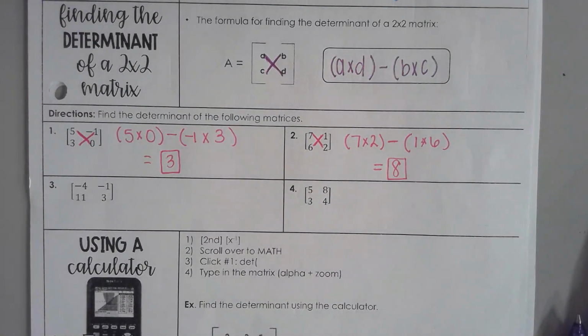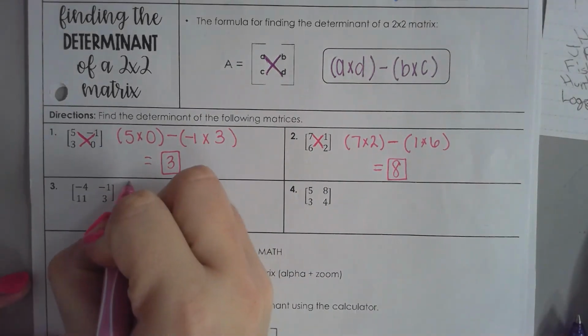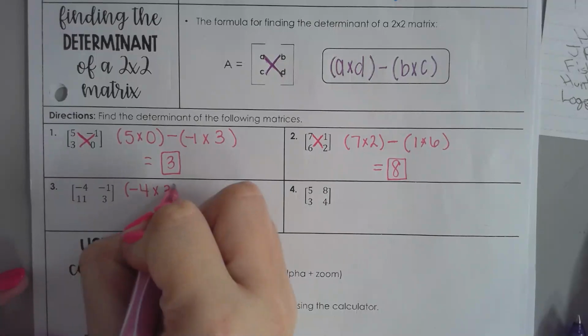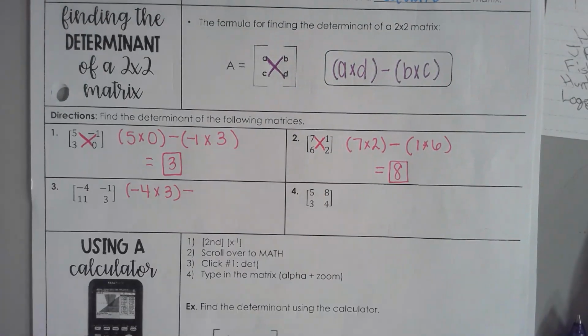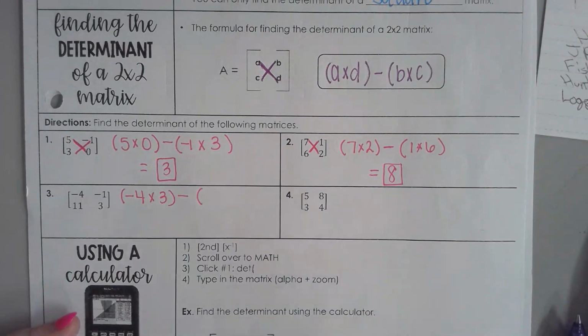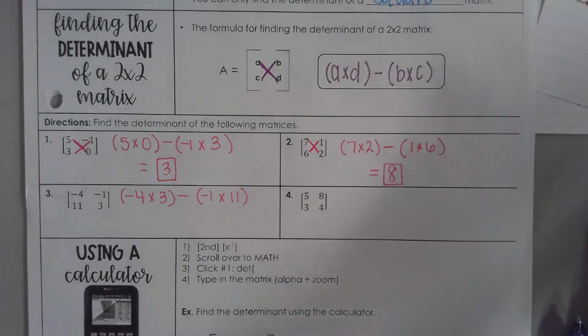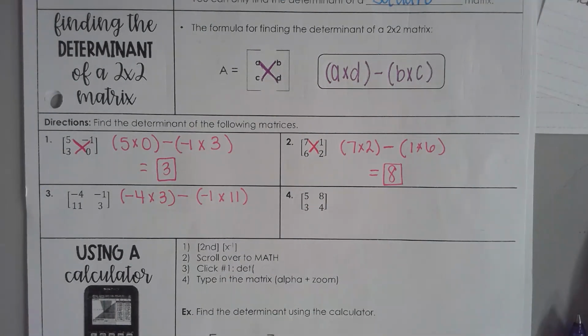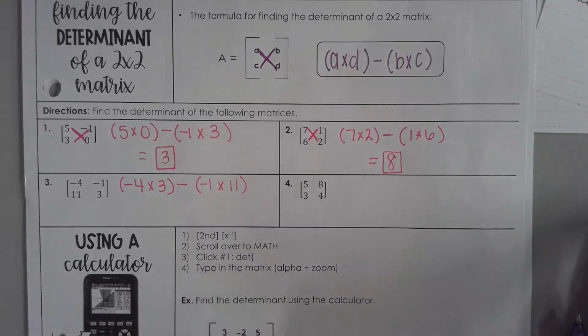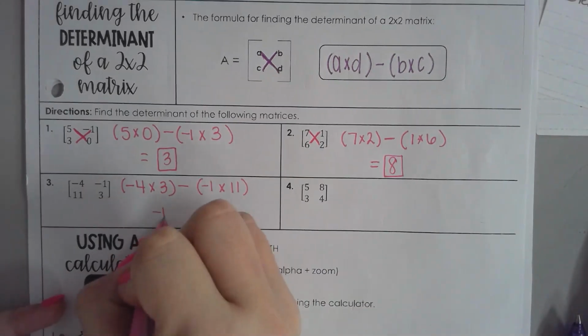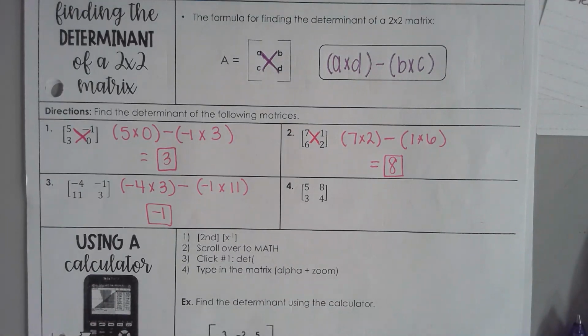All right, so number 3, Andrew, what did you put in the first set of parentheses? Negative 4 times 3. Yep, negative 4 times 3 minus, and then Clayton, what did you put in the second set? Negative 1 times 11. Negative 1 times 11, very good. And Brody, whenever you type that in the calculator, tell me what answer you get. Negative 1 is correct. Good.